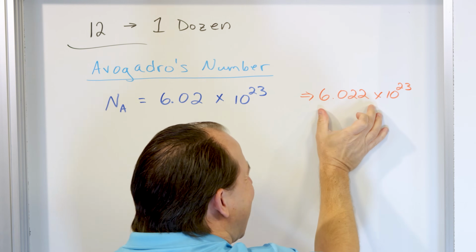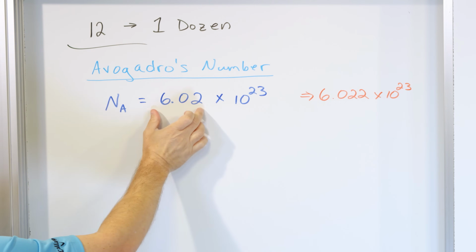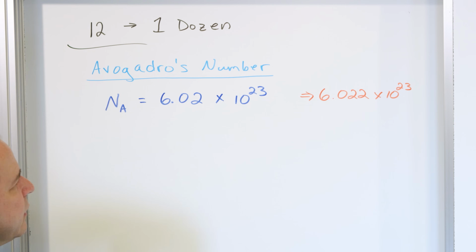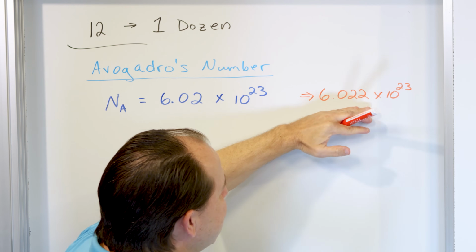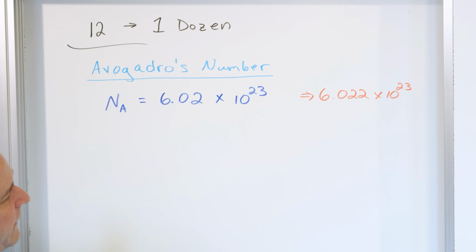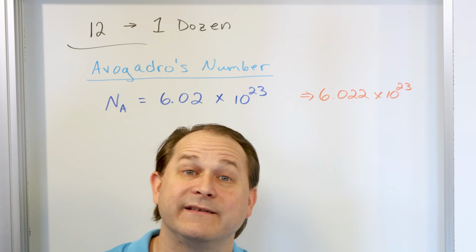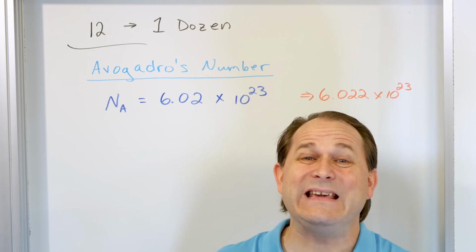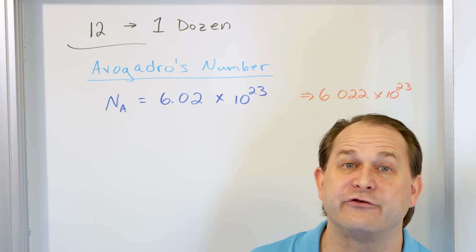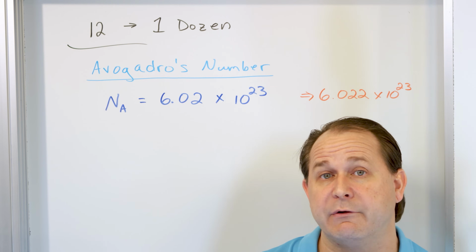Of course, this is the more accurate version of the number, but for everyday chemistry calculations, you could just say 6.02 times 10 to the 23rd. Sometimes in my calculations, I'll put the extra 2 there, but honestly, it won't matter much in the final answer. Why? Because Avogadro's number is enormous. It's actually impossible for any of us to really understand how big Avogadro's number is.